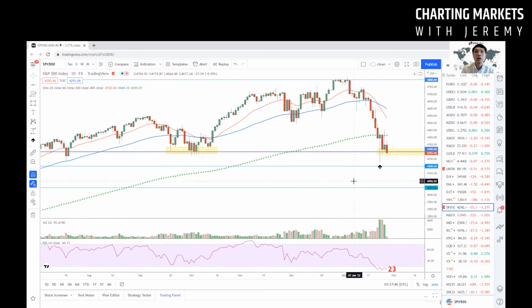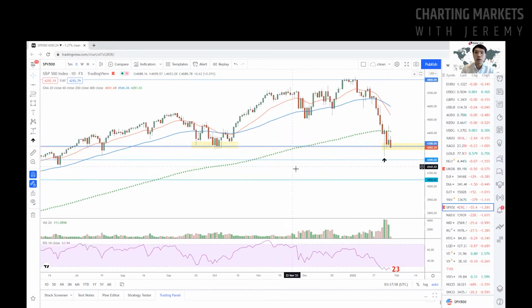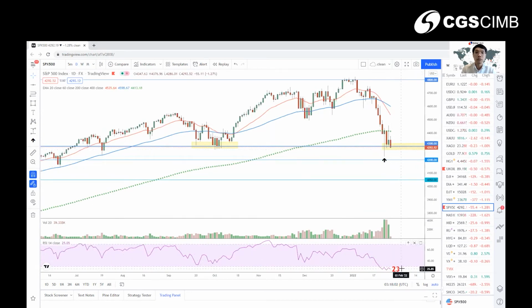I think right now we do expect this cluster of support here, mainly around 4200 points to 4300 points, to actually hold, despite seeing this weakness ongoing right now. If we were to fall down further, it will also mean that the RSI will dip down to even more extreme levels that is actually oversold. So right now, I think we do expect this near-term support to hold.